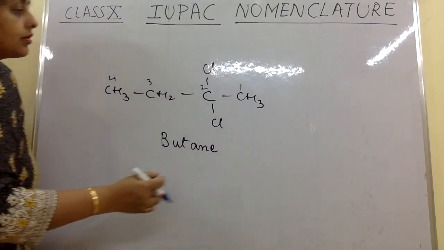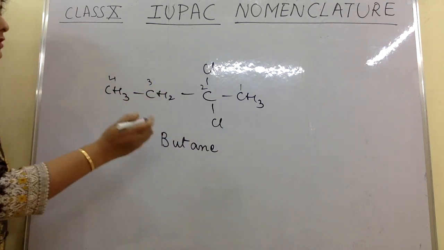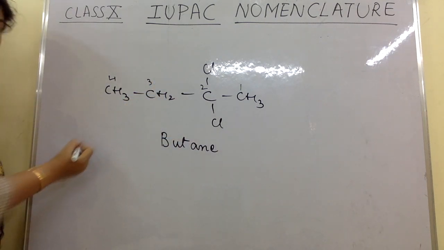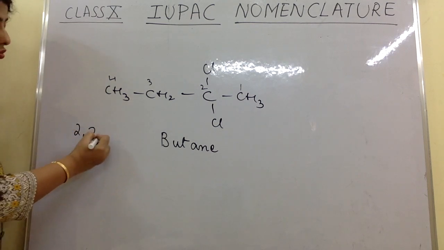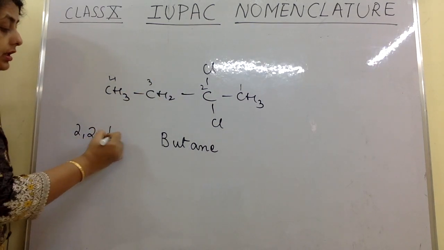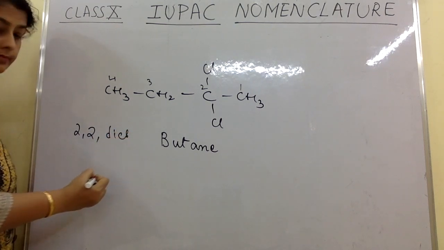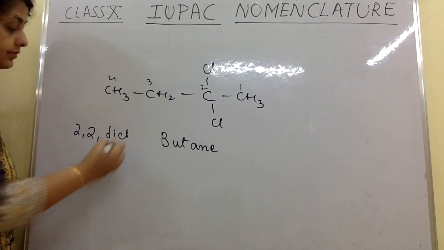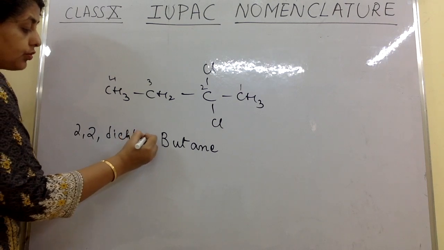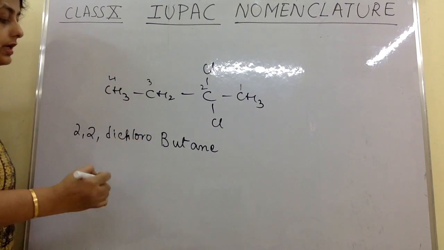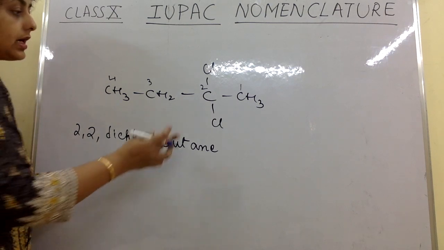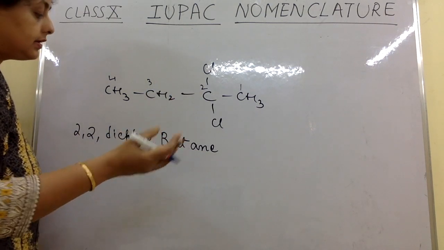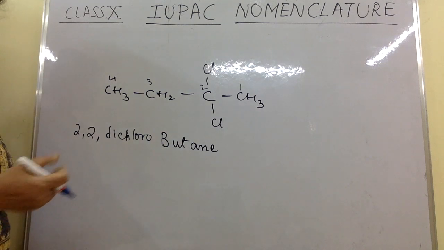So butane. But then what to do about this? Here we are going to write 2, 2 because both are on the second carbon, dichloro. 2,2-dichlorobutane. Di because there are 2 chlorines, and chloro is for chlorine.